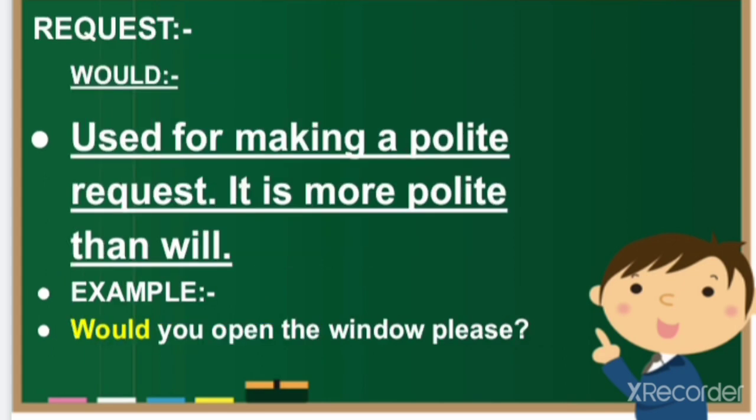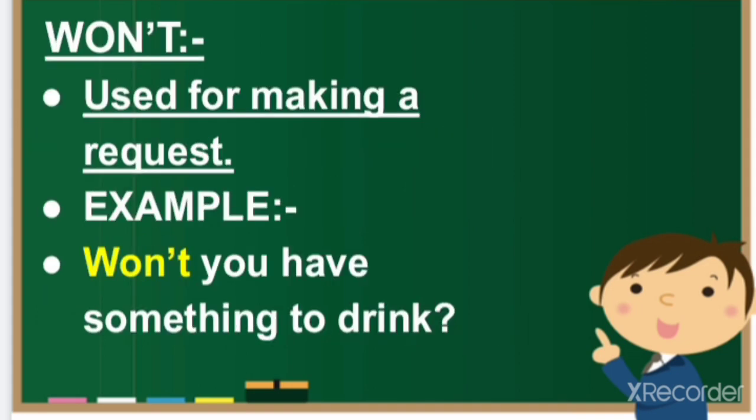Now, request, would. It is used for making a polite request. It is more polite than the modal will. Like, for example, would you open the window, please? Won't. It is used for making a request. For example, won't you have something to drink?